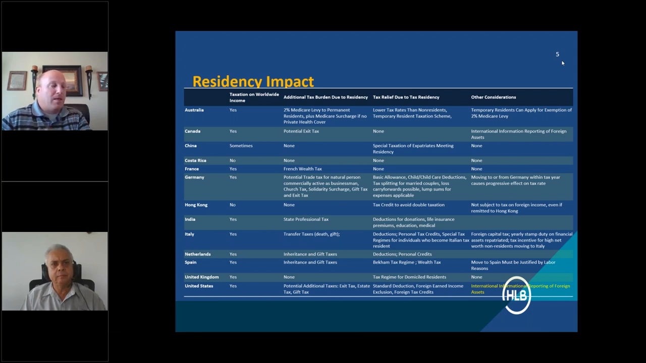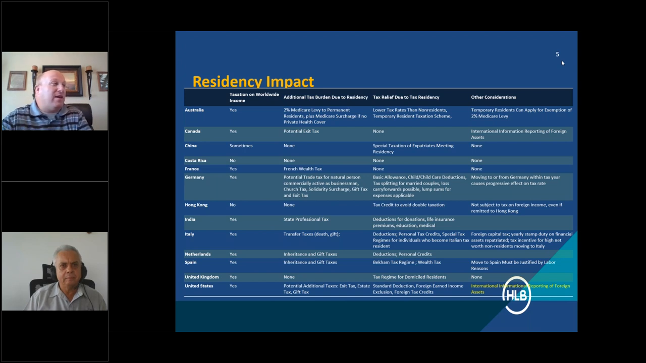The other thing I want to mention about the US is that when you become a resident, if you're married, you have a choice of filing separately or filing jointly. That's another big thing that's different from a lot of countries: filing a joint income tax return with your spouse. And there are different tax rates that apply to that. When you become a resident, you're eligible not only for filing jointly, but you're also subject to different deductions, exclusions, foreign earned income exclusions, and foreign tax credits.